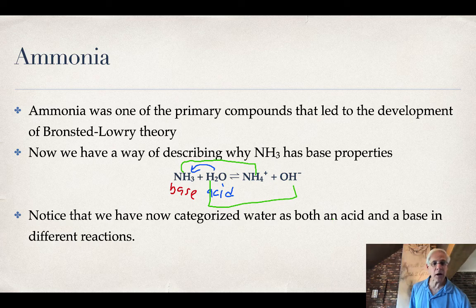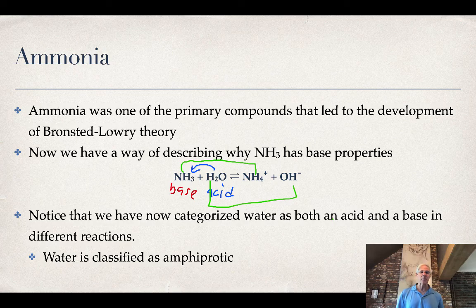Now, notice when we look at water, when we were looking at the acetic acid problem, we classified water as a base because it accepted an H plus, and here we've classified water as an acid because it donated an H plus. Before this lecture, you may have never seen water classified as an acid or a base. We've always talked about water being neutral. But again, Bronsted-Lowry theory doesn't look at the chemical formula, it looks at how does it behave in a reaction. And we can now see that water can behave as either an acid or a base depending on the type of reaction it's involved in.